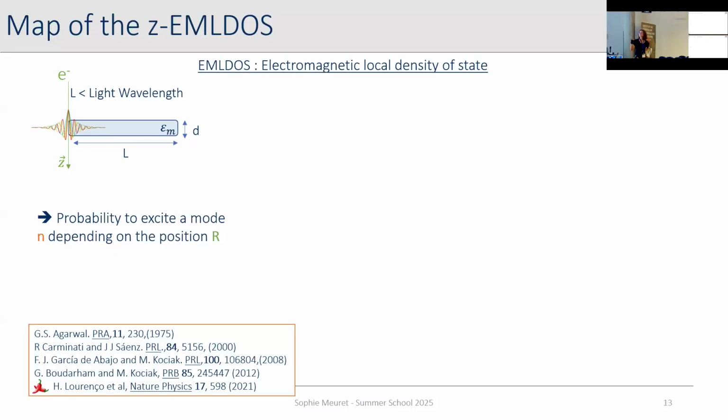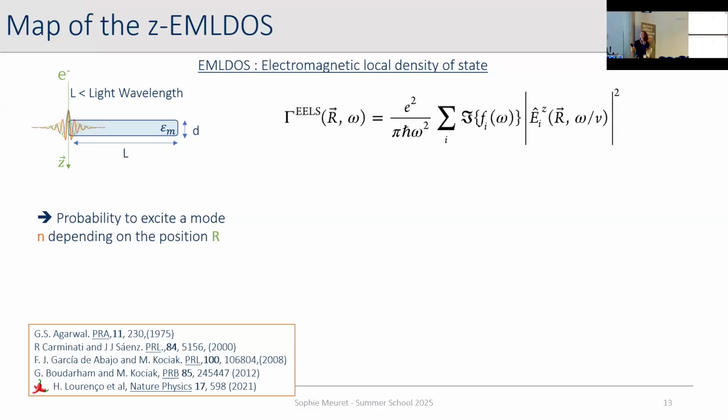So if you're in this kind of scenario, then what you're probing with your electron beam is actually the electromagnetic local density of states. Basically, what it means is how easy it is to populate your particle with plasmon at a specific position, when you excite at a specific position. And please stay with me, but we are going to try to explain this formula.